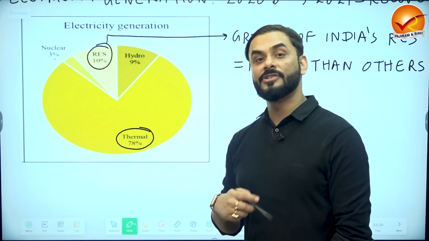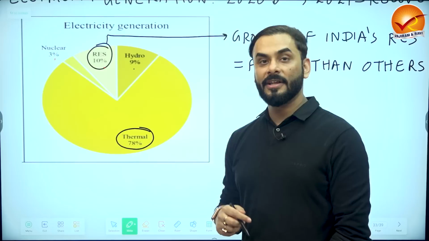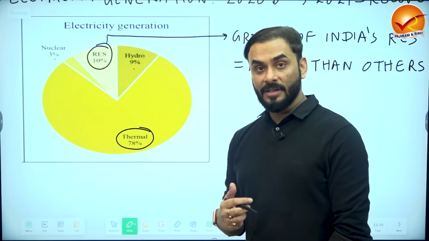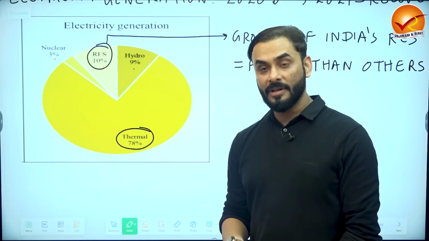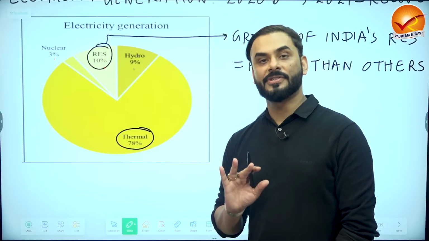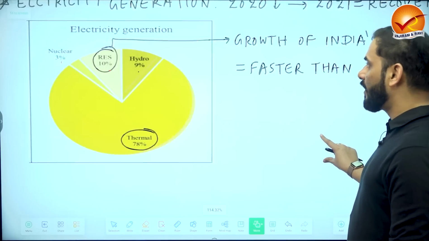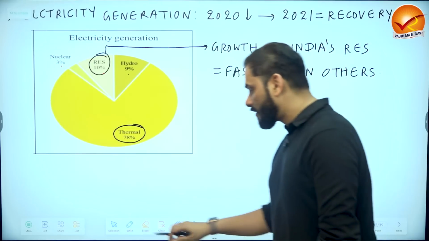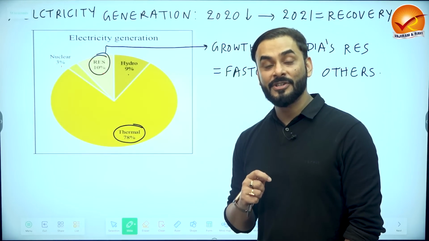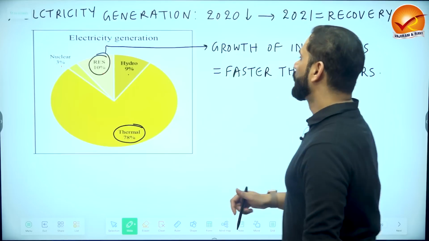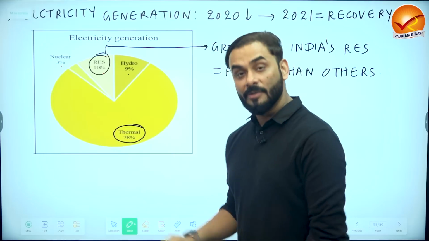Renewable means solar energy, wind energy. The contribution of hydro, meaning water-related energy, electricity, is 9%, and the contribution of thermal power is 78%, right? So if somebody asks you which source of electricity generation is growing very fast in India, the answer is these two, renewable energy and thermal based energy.